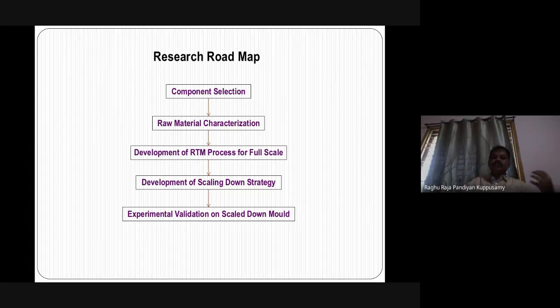First, I have to select one complex and large composite structure. Then, because we are going for virtual simulation, we have resin parameters and raw material parameters, that is, resin parameters and fiber parameters. We have to characterize them, and they have to be fed to the simulation tool. Then you develop the RTM process for full scale through process simulations. Then what is my scale down strategy, so that I can develop a scale down mold to validate my full scale simulation.